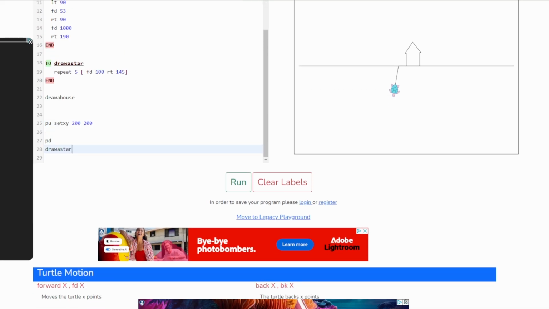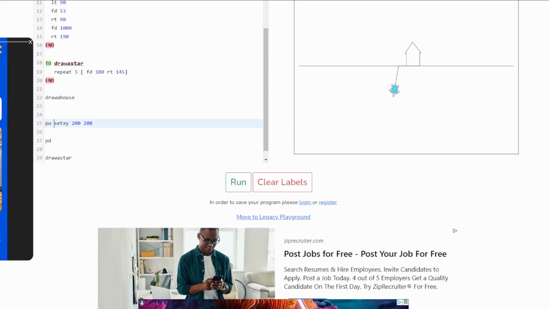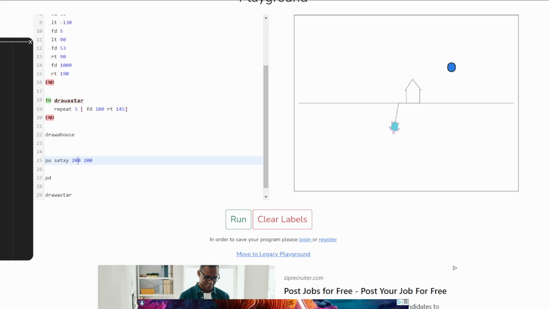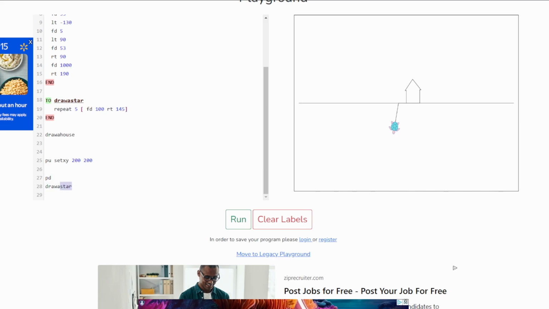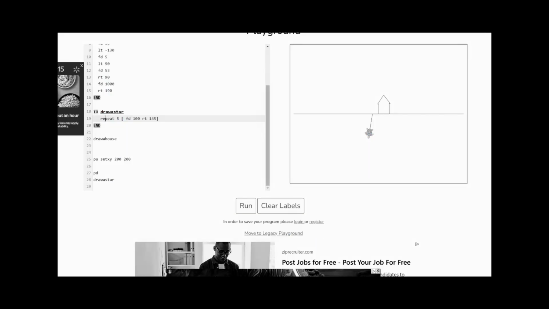Whoops, let me remove that. So it brings the pen up, and it brings it to 200, 200, which is like somewhere over here. And then we put the pen back down, and then my function, draw a star, repeat 5, it just draws a star.